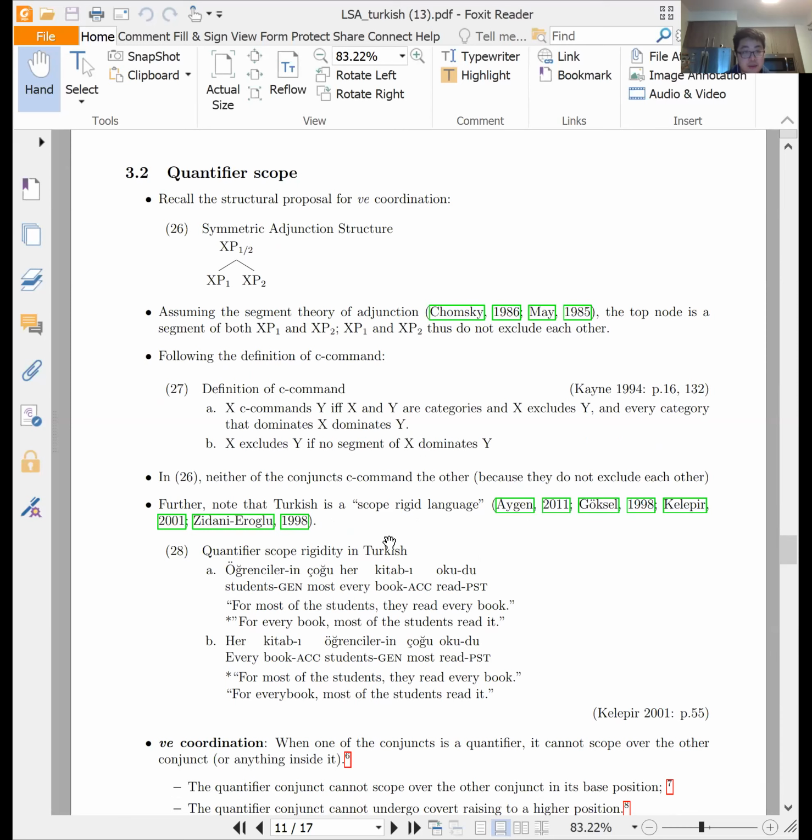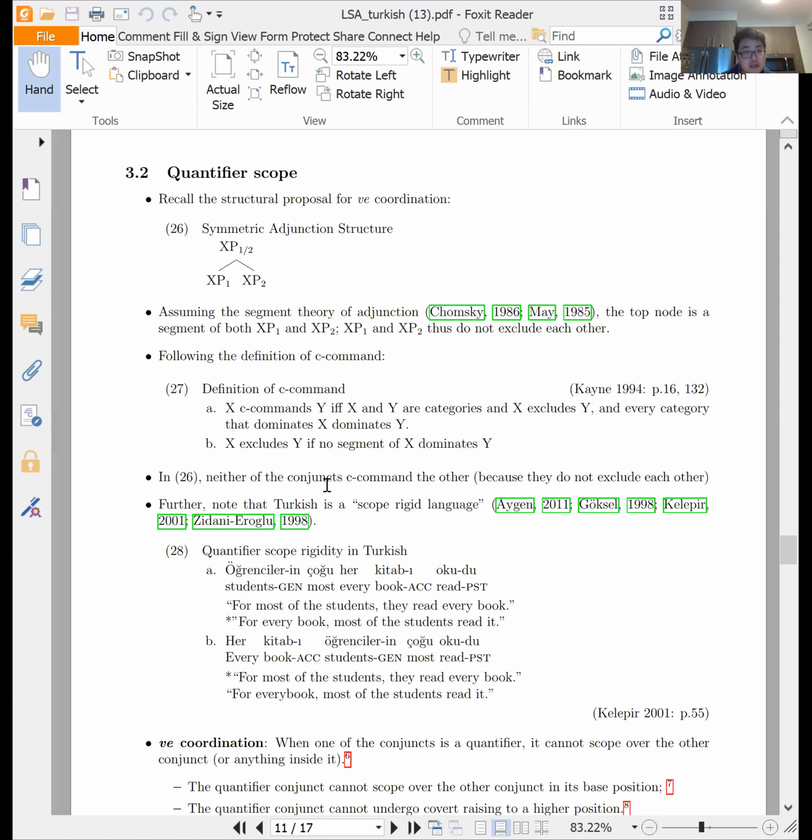Assuming again the segment theory of adjunction, the top node is a segment of both XP1 and XP2. If we have the definition of exclusion as X excludes Y if and only if no segment of X dominates Y, then applying it to structure 26, we see that XP1 and XP2 do not exclude each other.